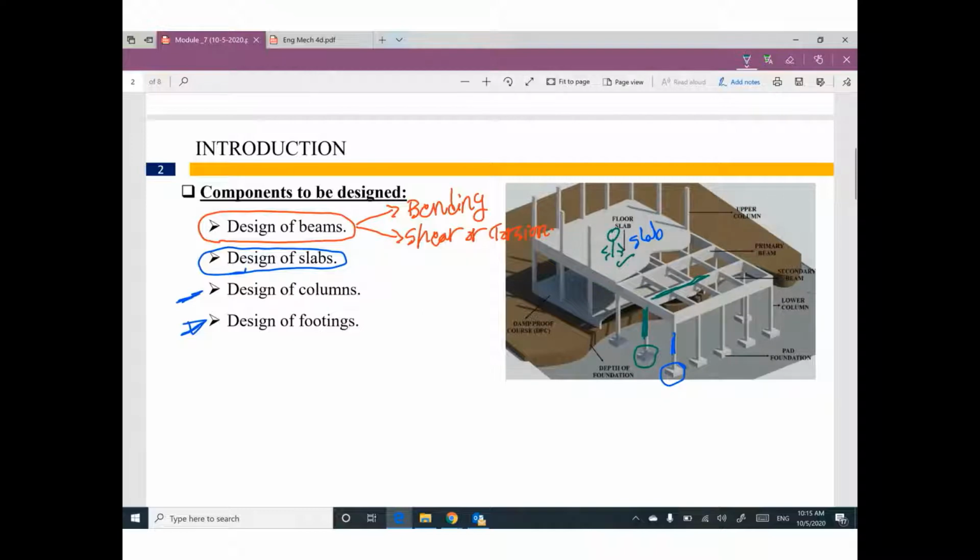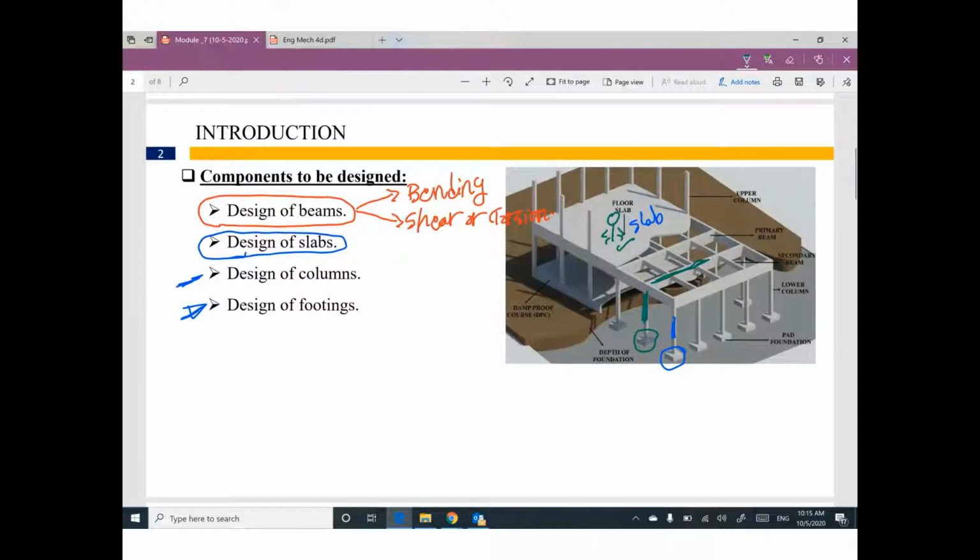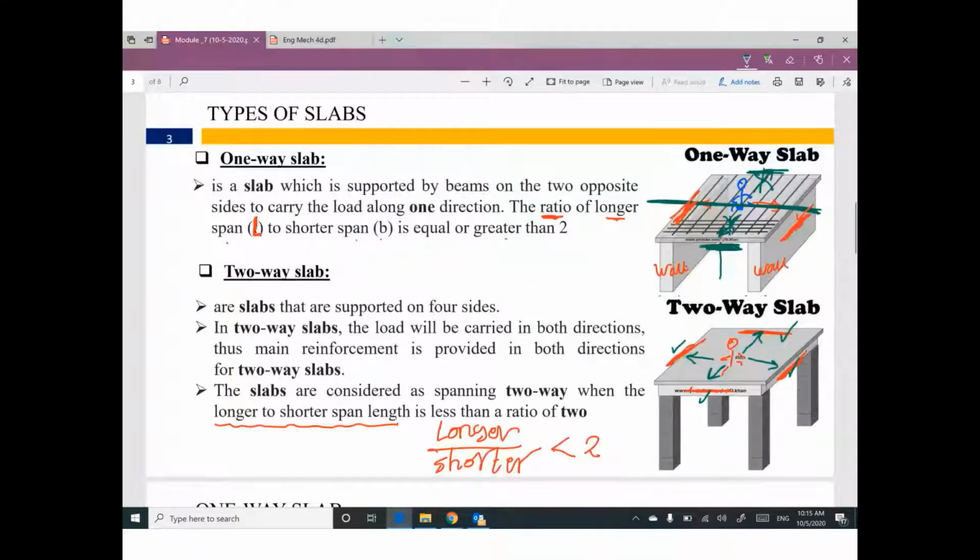We have two types of slab: one-way slab and two-way slab. The main difference between them is the ratio between longer and shorter span. Longer divided by shorter in one-way is greater than or equal to 2. In two-way, it is less than 2.